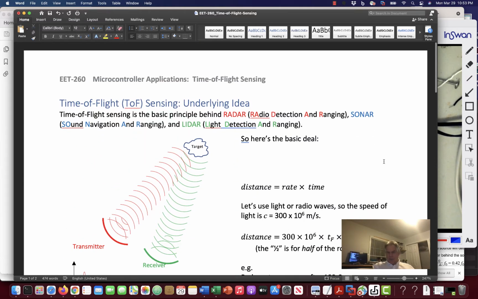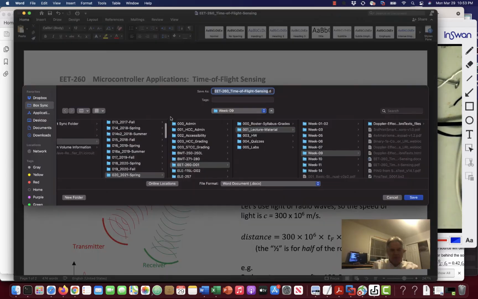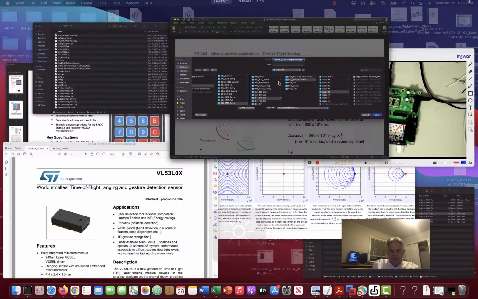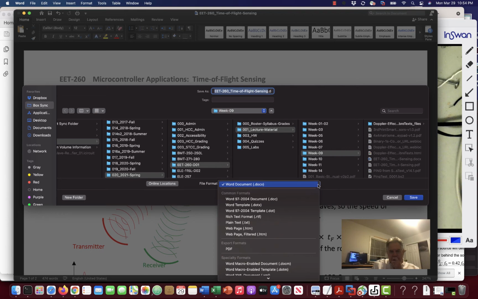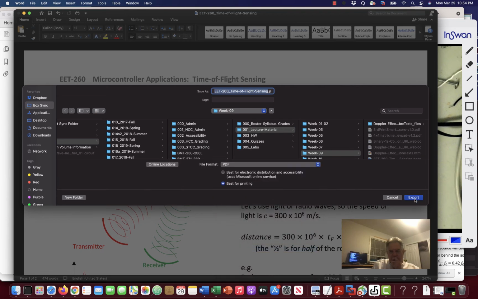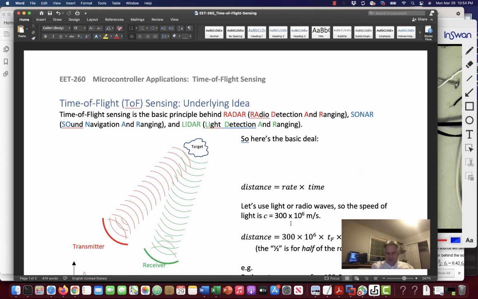And now I'm going to save the PDF, and I will make sure I put the latest one on the website. A couple of other things I wanted to mention.